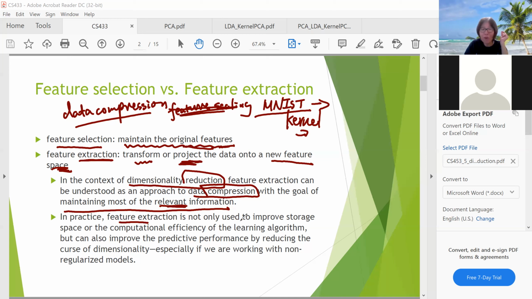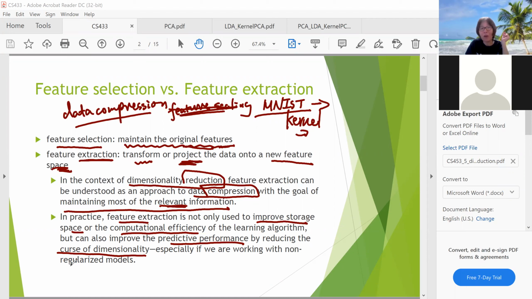And of course, it can improve storage space, because you compress and reduce dimensionality. You can also improve the computational efficiency. It can also improve predictive performance by reducing the curse of dimensionality. If you recall, previously we learned about the curse of dimensionality, so we can reduce the dimensionality, okay?